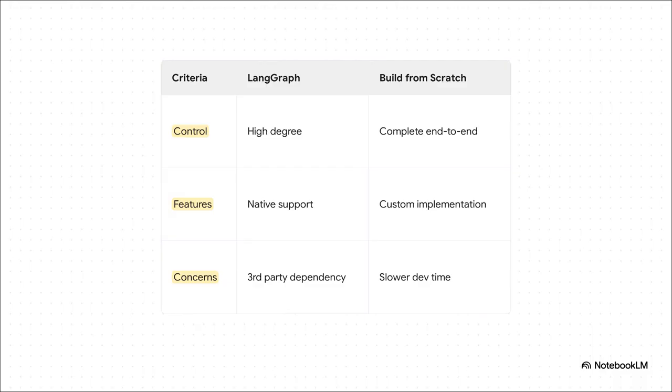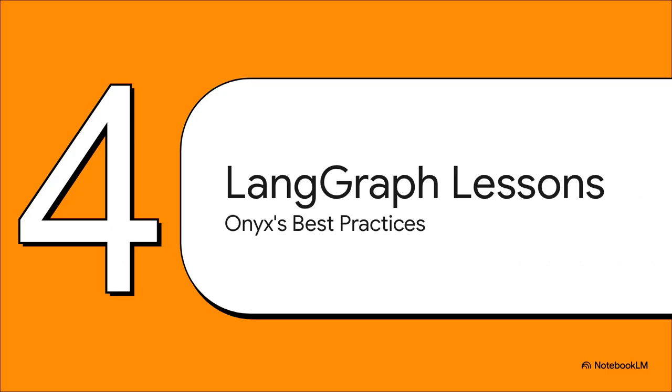Building from scratch gives you ultimate control, sure, but it's slow and a total nightmare to maintain. LangGraph, though, hit this sweet spot. It gave them that high degree of control they wanted, and it already had stuff like parallelization built right in. The Onyx team had this great quote. They said it was a "their pictures look like our pictures" moment. The way LangGraph visualized workflows just clicked with what they were trying to build. So they went with LangGraph.